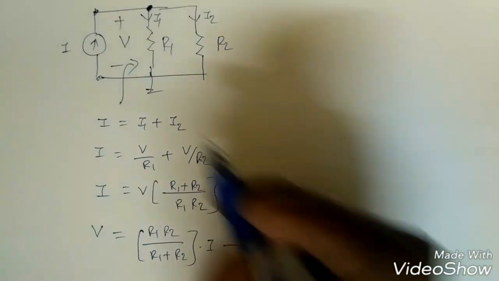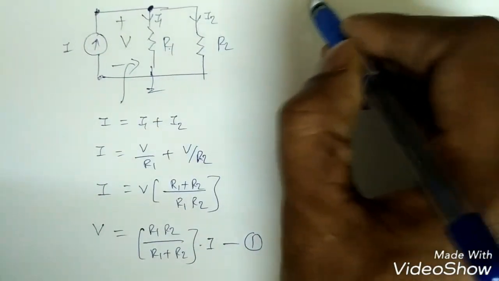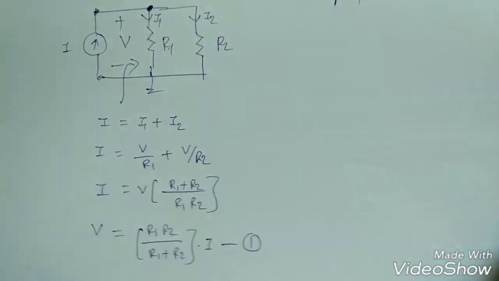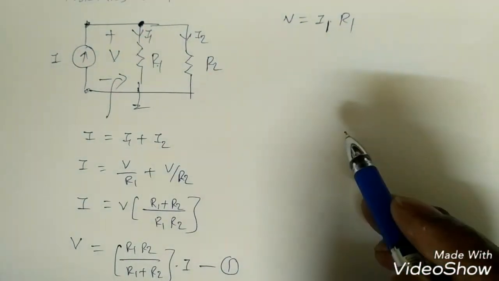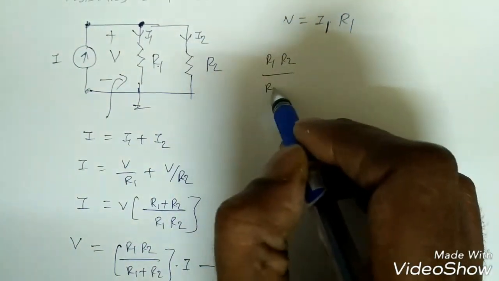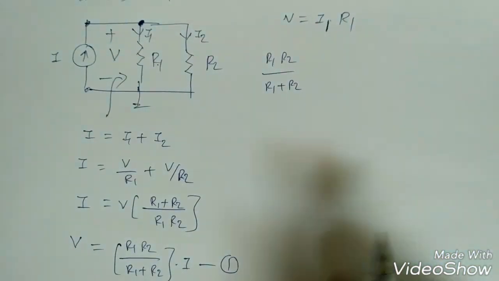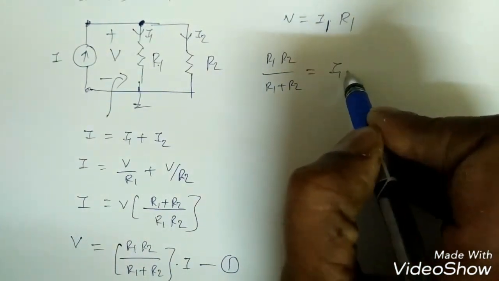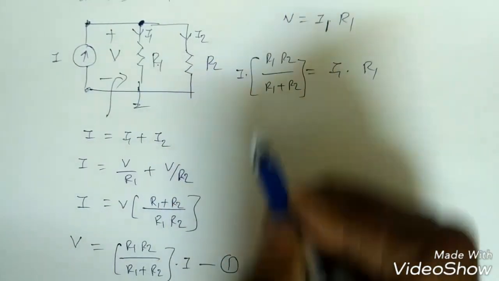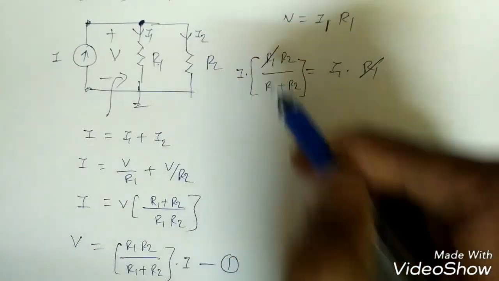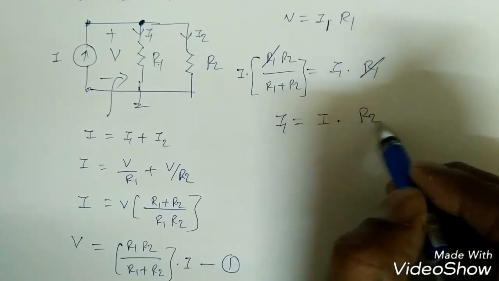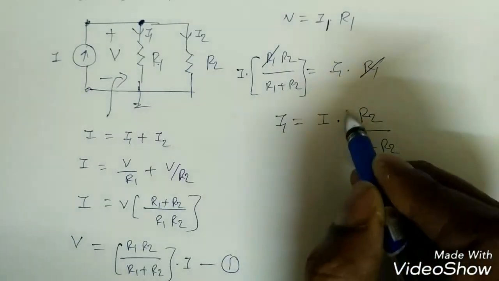Now by Ohm's law, across this resistance V is equal to I1 into R1. But what is V? We already found V is equal to R1 R2 by R1 plus R2, into I, from equation 1, and that is equal to I1 into R1. Now here R1 will be cancelled. So what is I1? I1 is equal to the main current source into R2 by R1 plus R2.